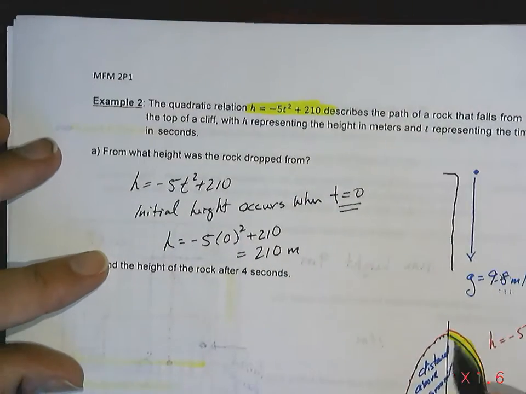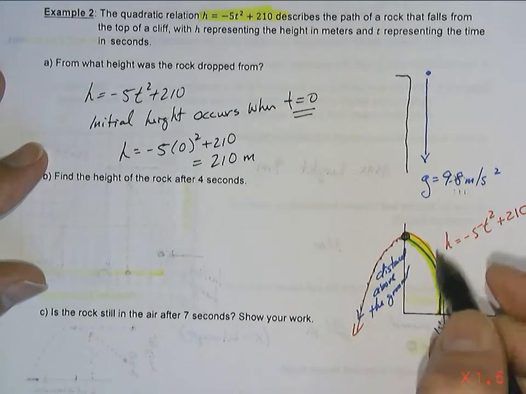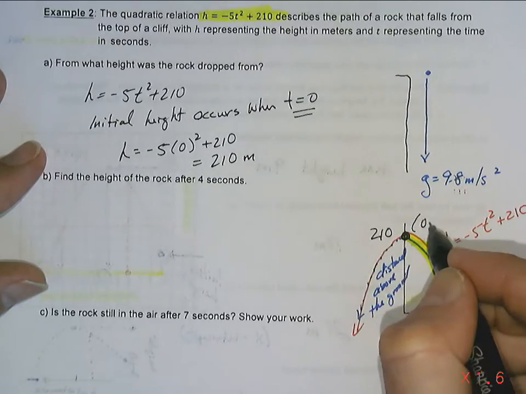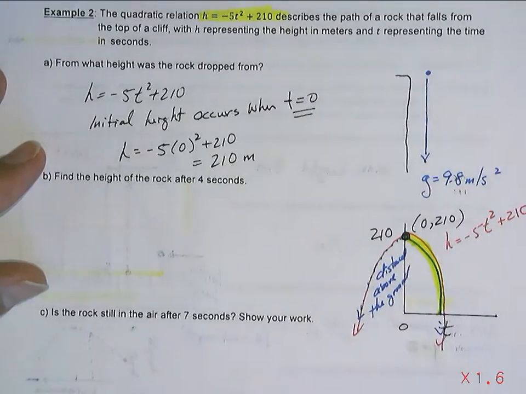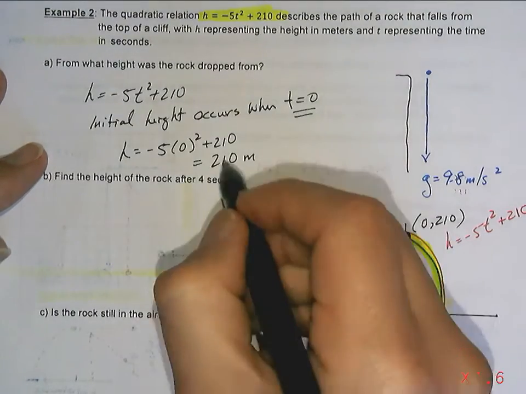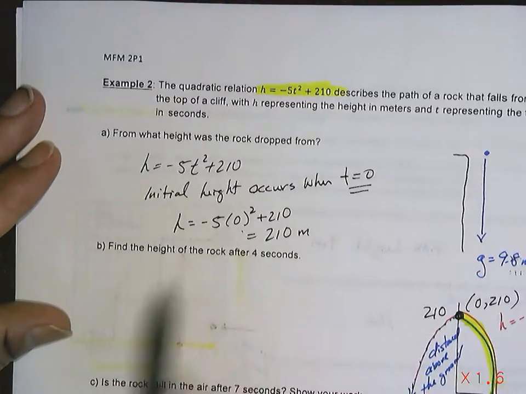So in other words, this top area on my graph is 210, and the time equals 0. So that point is (0, 210). And that, again, is your y-intercept, isn't it? That's where it's crossing the axis. That's our initial height.